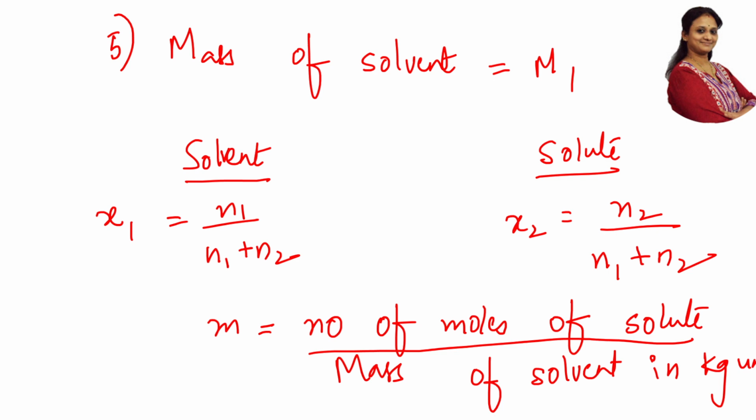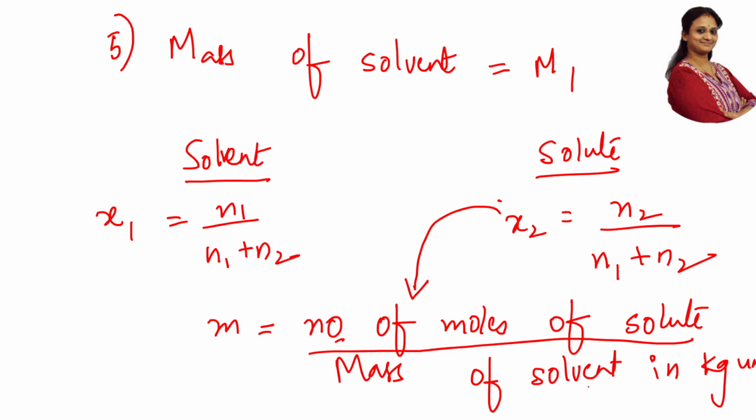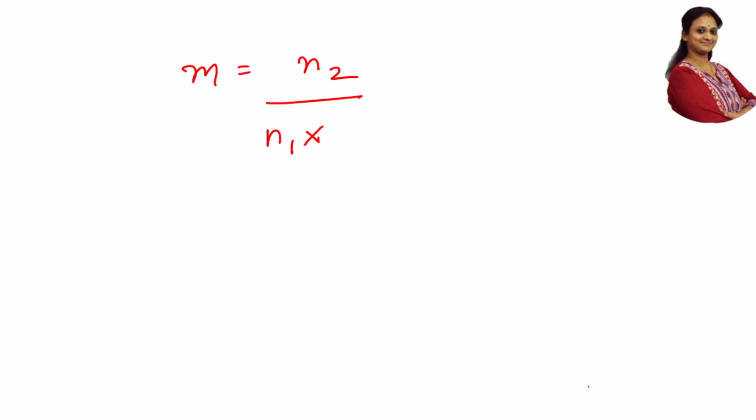Now we are going to relate both. See, this number of moles of solute is there. I am going to take this and put it here. Number of moles of solute. I am going to just substitute it here. So write down that m is equal to n2 by, yes, n1, correct? Into mass of solvent in kg. See here, mass of solvent in kg. So n2 by n1 into M1.